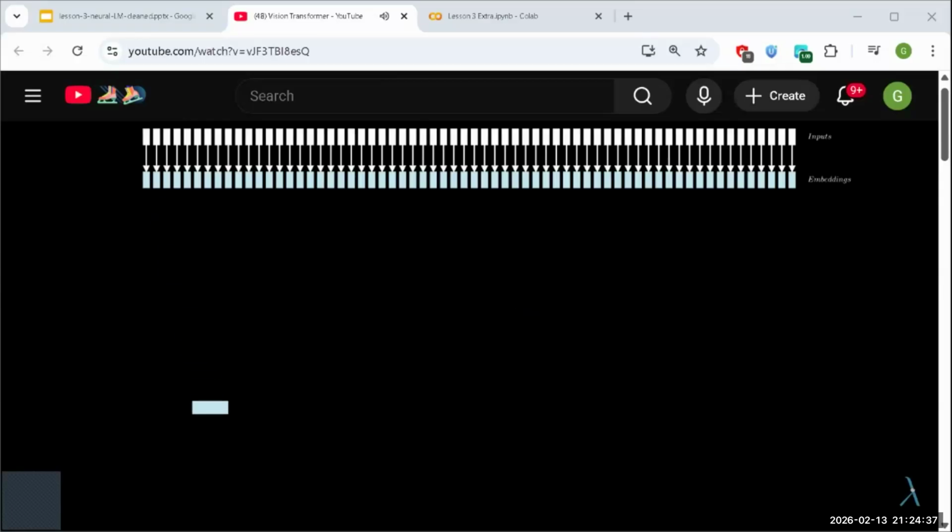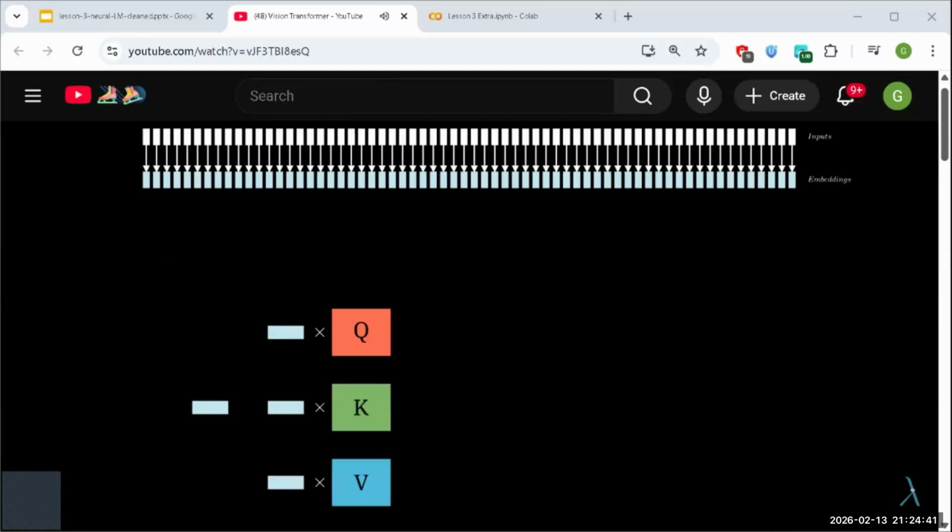For the attention mechanism, we take the embedding vector. We make 3 copies of it to feed into the query, key, and value matrices. We get the output query, key, and value vectors for the attention layer. This is a simple process. Here each embedding vector can be processed in parallel.